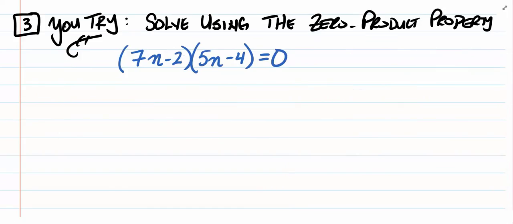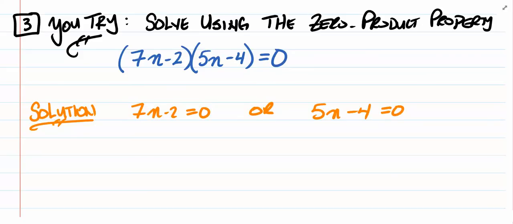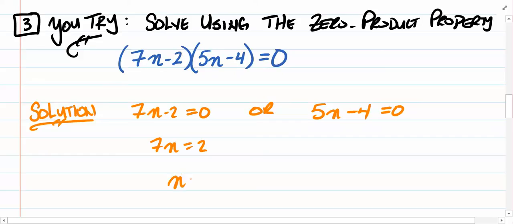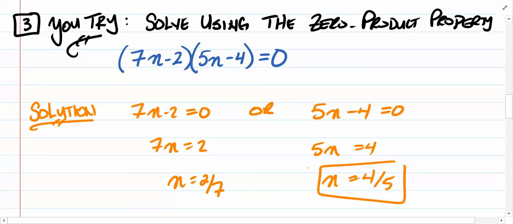Okay, box number 3 is a you try. Go ahead and solve using the zero product property. So hopefully you got it right, but if not, here's the solution. The zero product property says that either 7n minus 2 is equal to 0, which means that 7n is equal to 2 and n is equal to 2/7, or 5n minus 4 is equal to 0, so 5n is equal to 4, and n is equal to 4/5. So your 2 solutions would be 2/7 and 4/5.